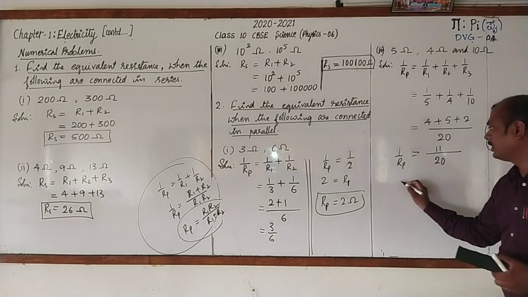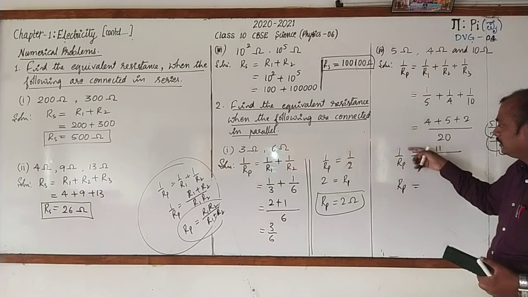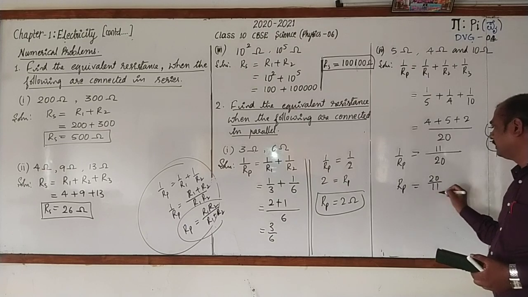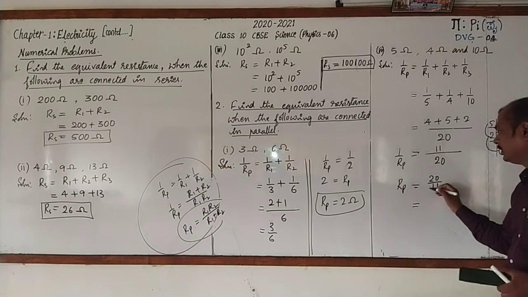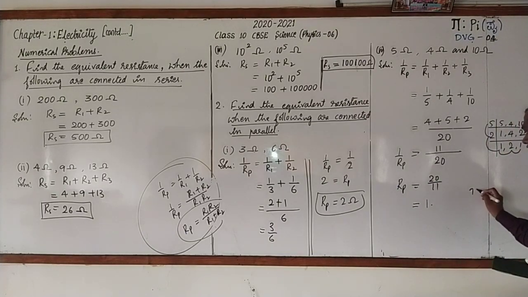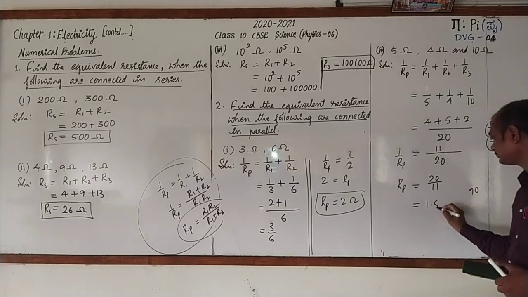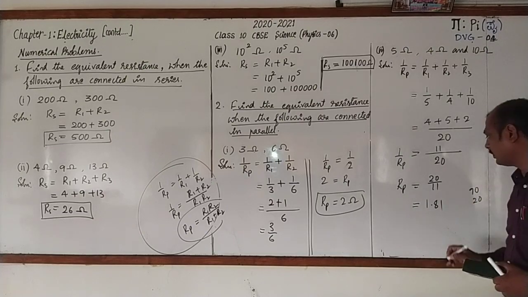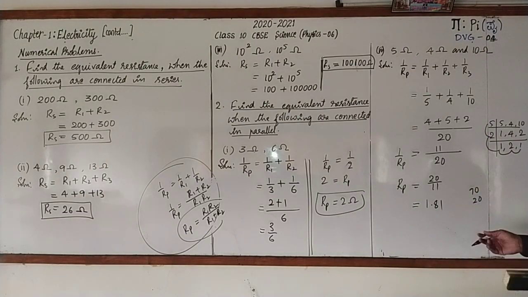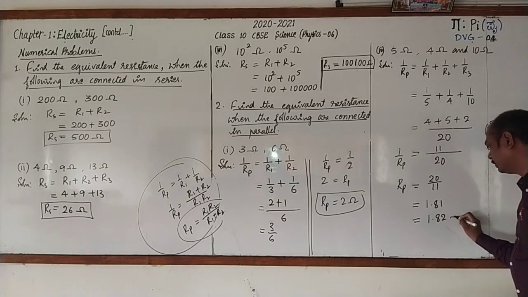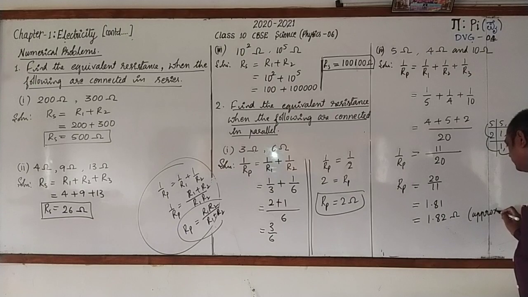But we want only Rp. Rp is equal to, here cross multiply, or else you can take the reciprocal. Rp equals 20 by 11. Divide 20 by 11. 11 ones are 11, 9 will remain. Put decimal, take 0, it becomes 90. 11 eights are 88, 2 will remain. It becomes 20, again 11 ones are 11, 11 eights are 88. You will get recurring. Clear? So approximately it can be written as 1.82 ohm. This is the approximate value.